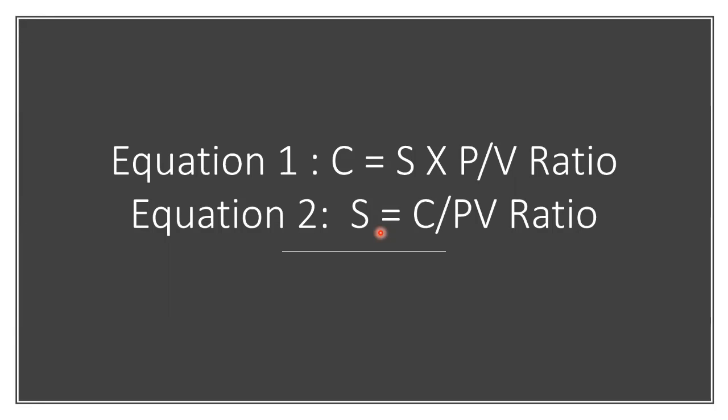Given these equations, we can find a contribution in a scenario where sales and profit volume ratio are given. We can simply multiply sales into profit volume ratio and we can arrive at the contribution. Similarly, if sales is not given, but contribution and profit volume ratio are given, we can divide contribution by profit volume ratio and arrive at sales. I shall repeat. When sales and profit volume ratio are given, multiply sales with profit volume ratio, you will get contribution. When contribution and profit volume ratio are given, divide contribution by profit volume ratio, you will get sales.